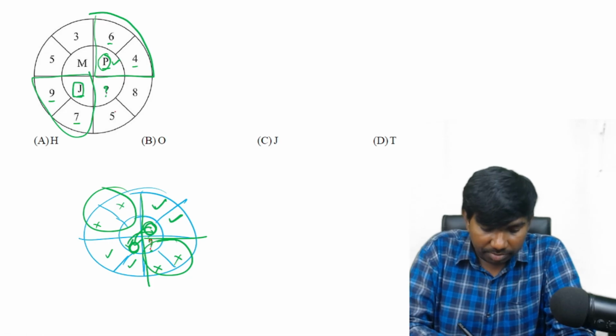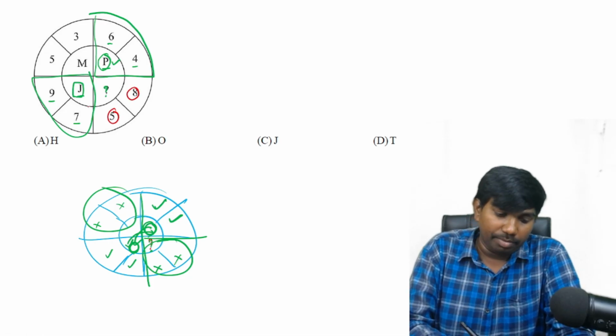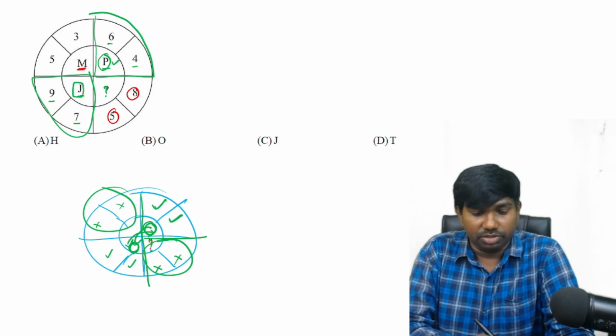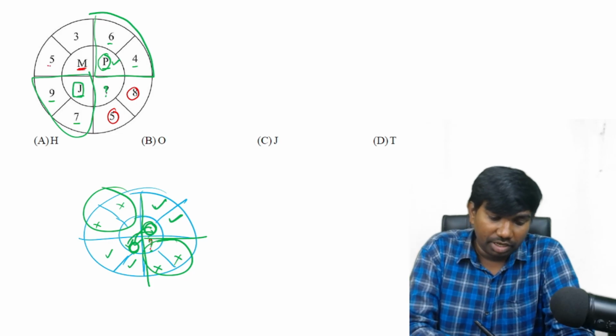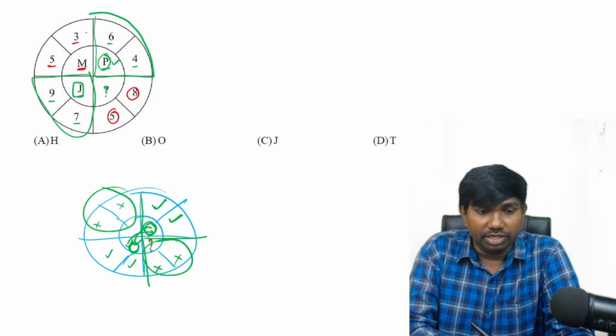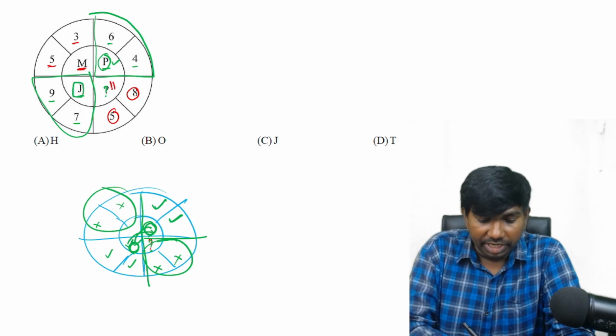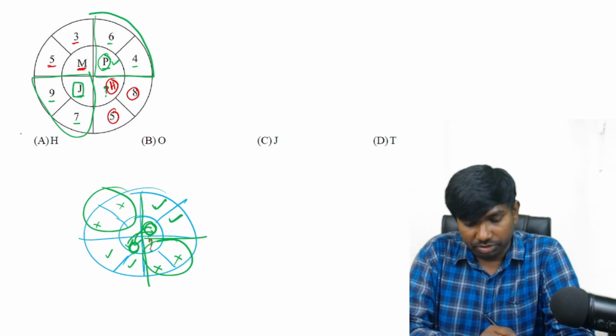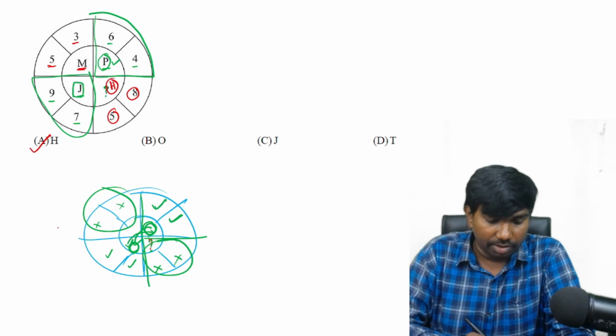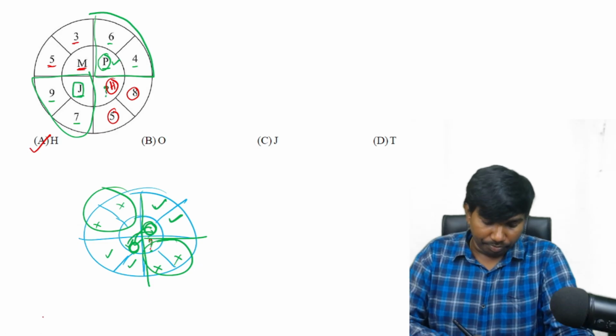And if you apply the same thing, 5 plus 8 is 13. The 13th letter is M. M is there in the opposite box. And if you apply the same logic here, 5 plus 3 is 8 and the 8th letter is H. H must be there in the question mark position. So the answer is option A.